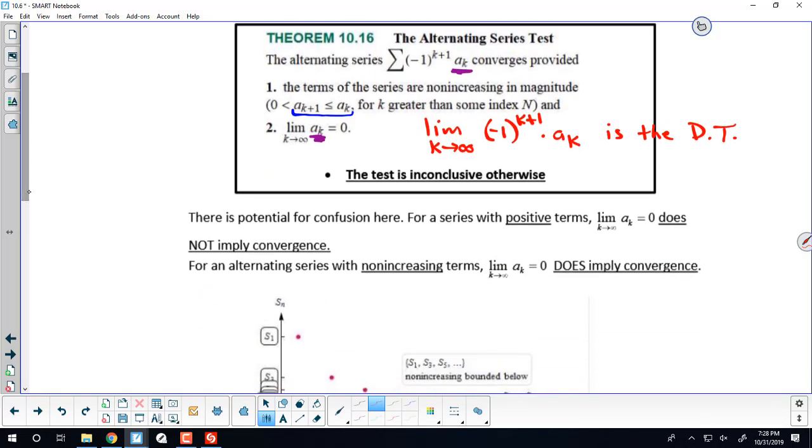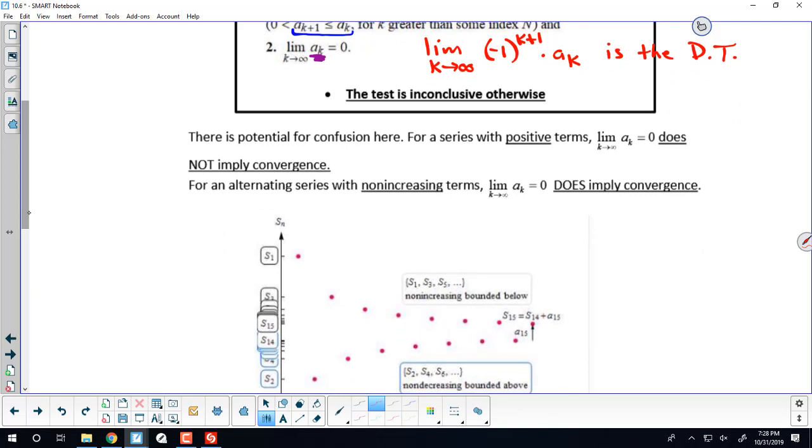Okay, so there's potential for confusion here. For a series with positive terms, like we saw when we first introduced the divergence test, the limit at infinity equaling 0 does not imply convergence, but here it's a part of convergence, when the terms of the series aren't all positive. For an alternating series with non-increasing terms, remember this non-increasing terms is that first condition, the limit on the kth term going to 0 does imply convergence.